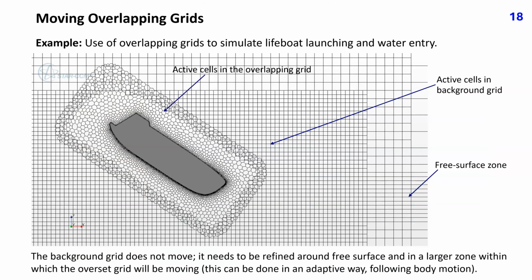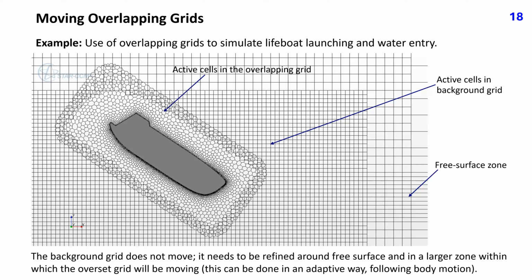The most flexible approach to grid adaptation to a moving body is to use overlapping grids. See lecture 27 for details about overlapping grids. Coming back to the example of lifeboat water entry, we need two grids. One is attached to the body and moves with it without deformation, and the other is attached to the environment and is fixed. It could also move if needed.